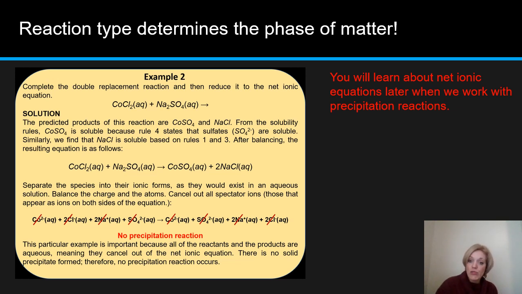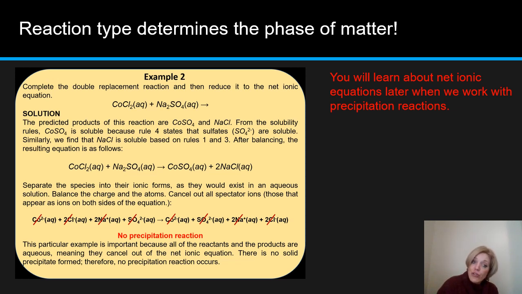According to the solubility rule, no precipitate forms. So just because no solid is in your equation doesn't mean there's something wrong. It just depends on the reaction type and on the solubility rules. The predicted products of this reaction are cobalt sulfate and sodium chloride. From the solubility rules, cobalt sulfate is soluble because it states that sulfates are soluble, and it doesn't list cobalt as an exception. Similarly, we find that sodium chloride is soluble based on rules 1, 2, 3.